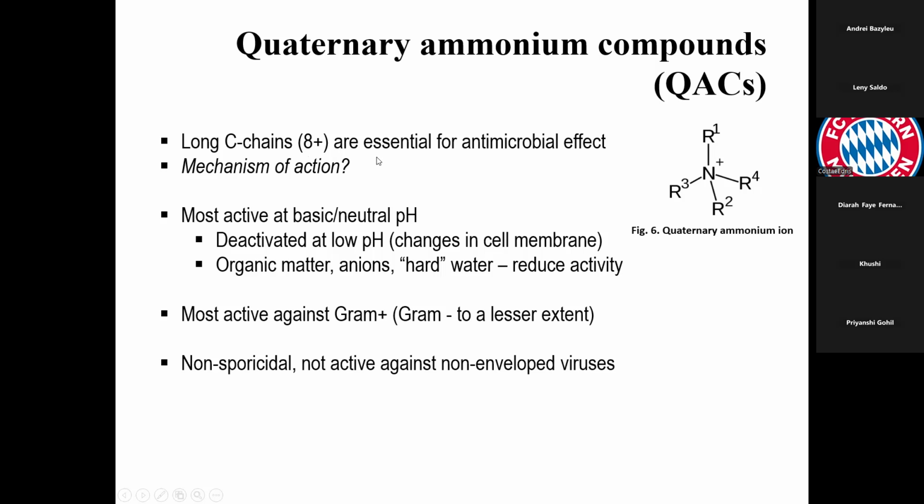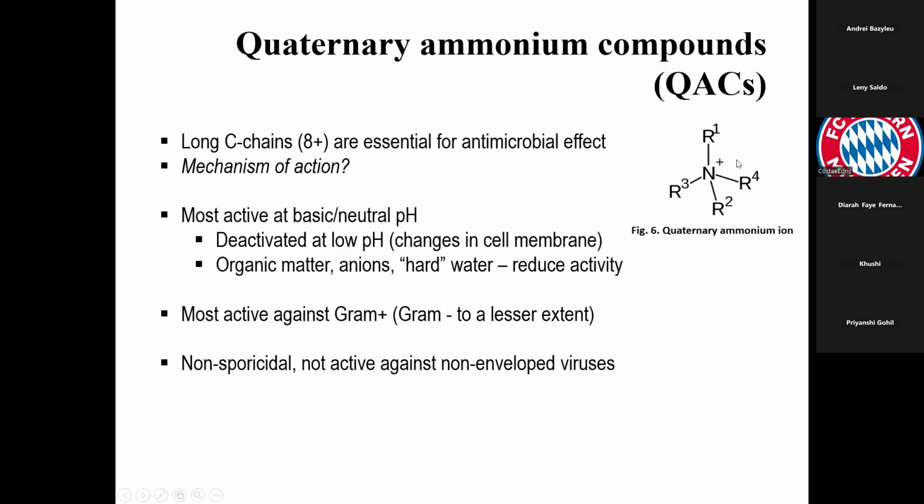So this is essential for the antimicrobial effect of these compounds. So if your side chains for your quaternary ammonium compound are like 6 or 5 or whatever, 7 or fewer carbons long, that kind of a chemical will have very limited bactericidal, active antimicrobial effect. Why is that the case? What is the mechanism of action? It's not complicated. Do know it for the test.